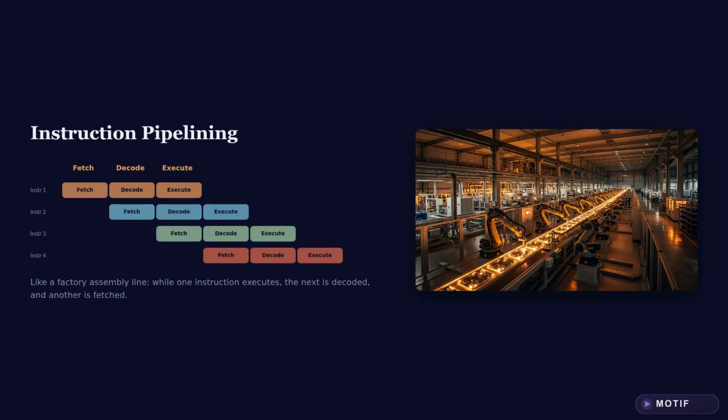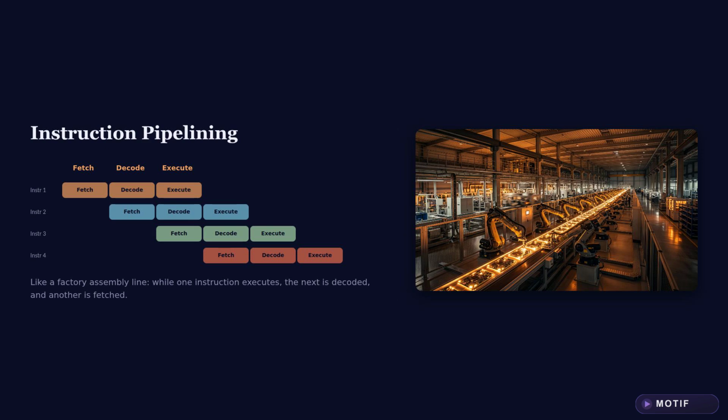Pipelining allows the CPU to overlap instructions. While one instruction is being executed, the next is already being decoded, and a third is being fetched from memory. This assembly line approach means the processor can complete one instruction per clock cycle, even though each individual instruction takes multiple cycles to finish.